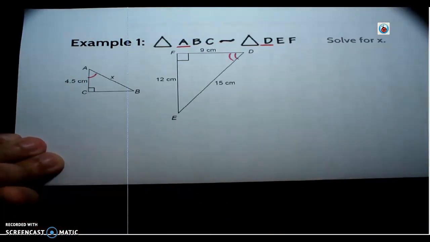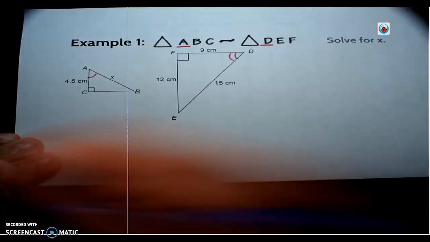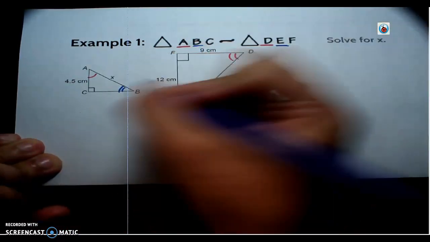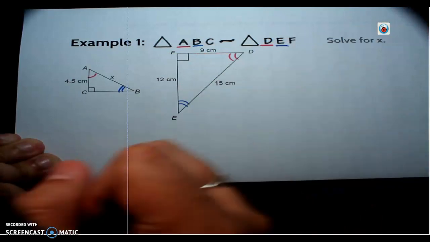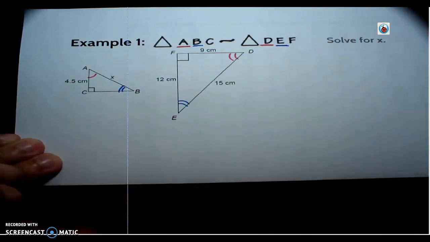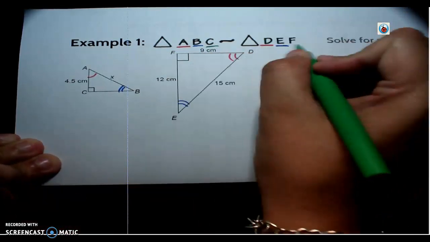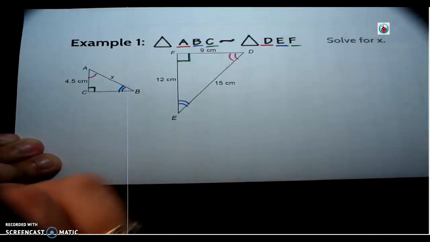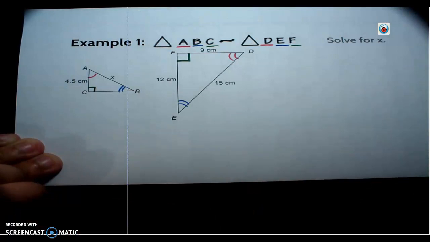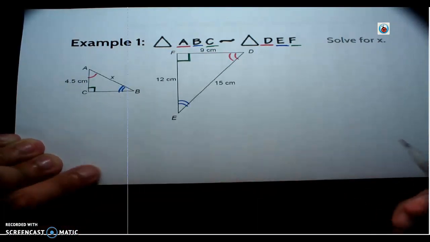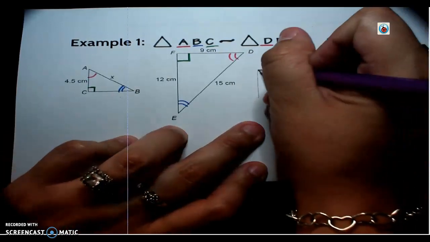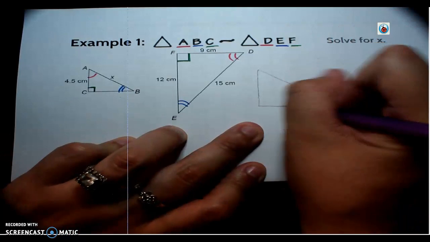I also know that angle B would correspond with angle E. So B would go with E. And then lastly, I know that angle C would go with angle F. And angle C is just my right angle. Here's my right angle. And so again, I want to try to redraw the bigger shape so that it's facing the same direction that ABC is facing in. So I'm going to redraw my shape here.